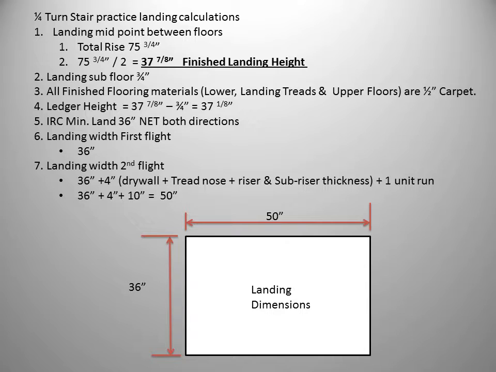To keep things simple, we just add 4 inches of clearance. This will be enough room to allow for the installation of our sub-riser and finished riser, our tread nosing overhang, and for drywall on the opposite wall. We will also add 1 unit run for the heel of our upper stringer to fully rest on the landing. So our math goes as follows: 36 inches for the IRC, plus 4 inches, plus our unit run of 10 inches, gives us a long dimension of 50 inches for our landing.